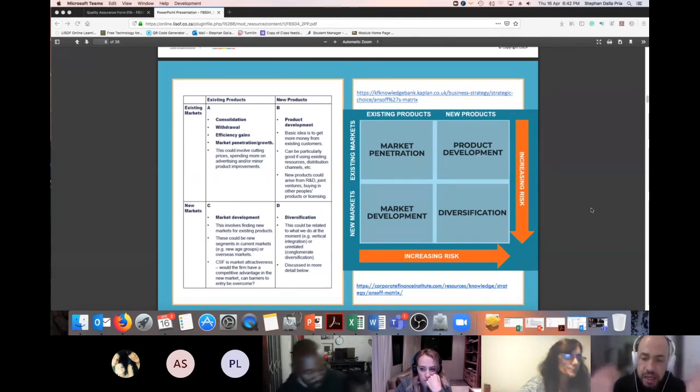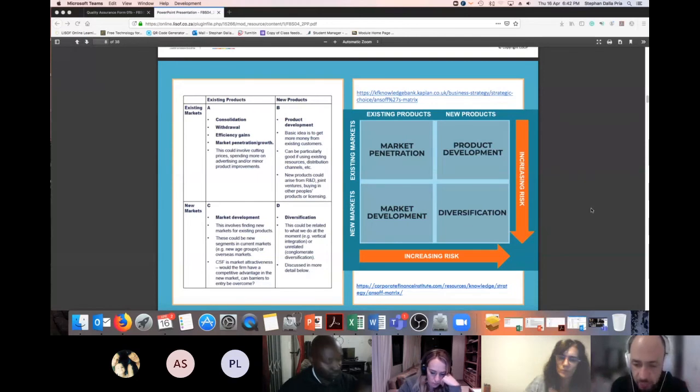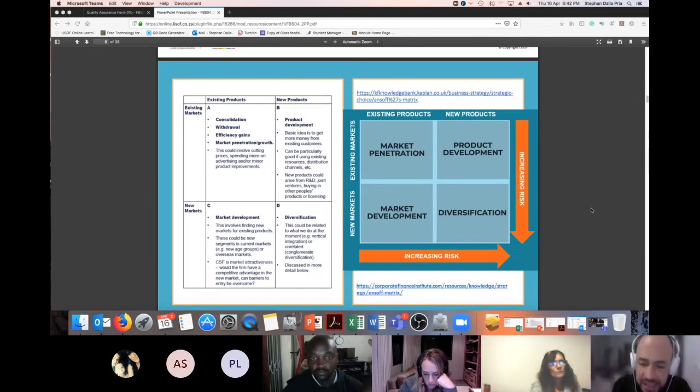It wants to deal in existing markets with existing products. So basically, this company wants to just sell more products to existing markets. So this means it has to either cut prices or spend more on advertising or make product improvements. The idea is that it needs to sell more or make more money from the same markets. Bottom left, new markets with existing products.